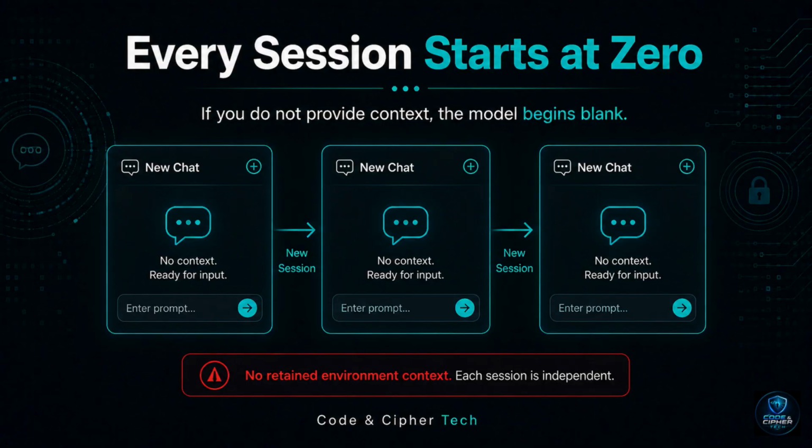Every time you open a new session in Claude, ChatGPT, or Gemini, you're starting from scratch. The model doesn't remember your previous conversations. It doesn't know your SIEM platform, your network topology, your threat model, your compliance scope, or your detection capabilities. Every session, you're introducing yourself from scratch. This is the single biggest efficiency loss in most AI-assisted security workflows, and it is entirely preventable.